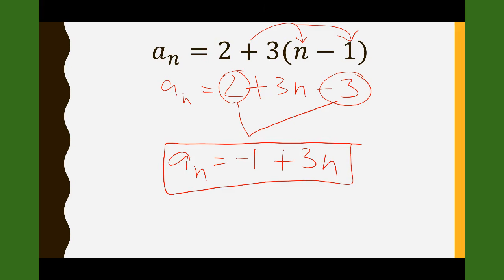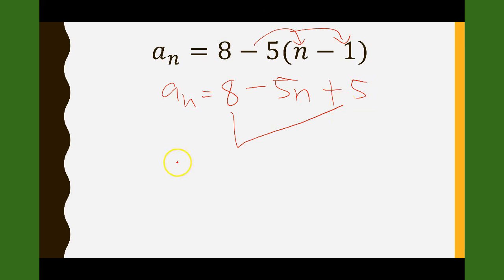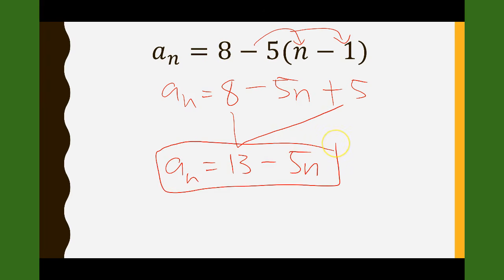Similarly, lastly, we can do the same thing again. This is optional if we want to simplify further. We can distribute negative 5 for the second, the second explicit rule, and we get negative 5n. Now this we have to be careful. Negative 5 times negative 1 will make positive 5. So our A sub n equals 8 minus 5n plus 5. Combine like terms again, 8 plus 5 equals 13. So there is our final answer.